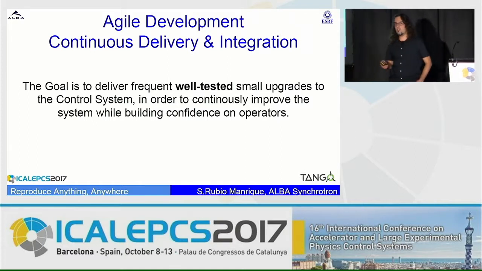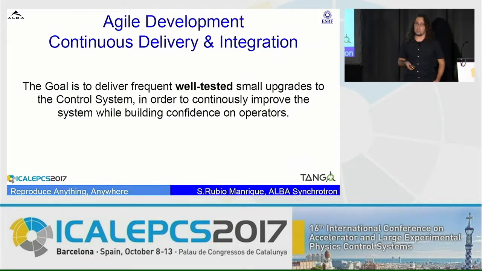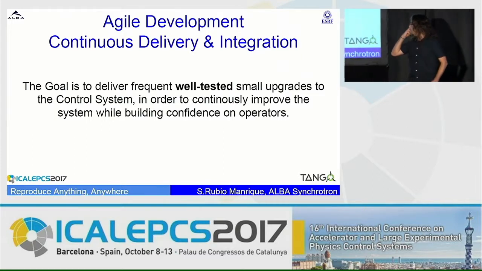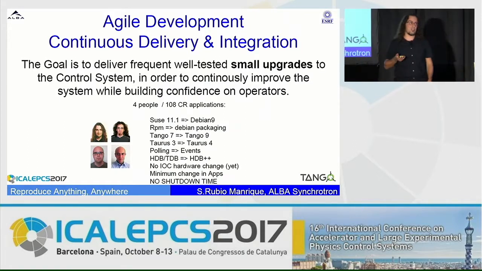We are, since 4 years ago, applying some agile development principles, continuous delivery and integration. As most of you already know, the goal of continuous delivery and integration is to deliver frequent, well-tested, small upgrades to the control system in order to continuously improve the system while building confidence in operators. Well, well-tested is one thing, small upgrades is another one.